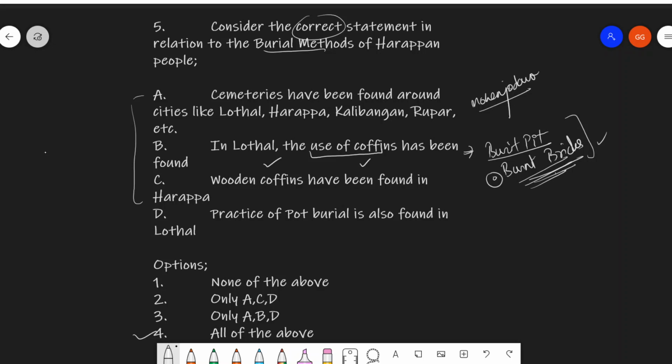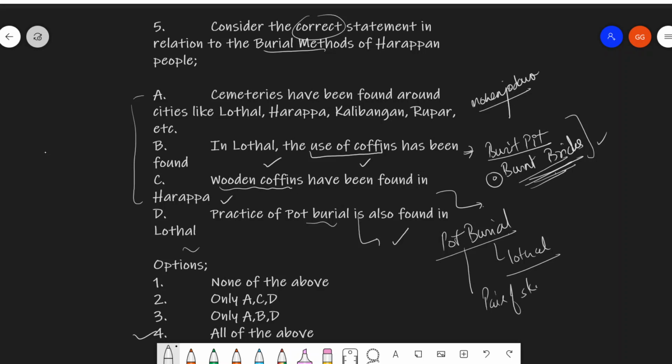Then, wooden coffins have been found in Harappa. This is also correct because wooden coffins were found at Harappa through excavation. So at Harappa, wooden coffins were used. And the last is, the practice of pot burial is also found in Lothal. This is also correct because the practice of pot burial was common amongst the Harappan people. This is found in Lothal, and within this pot burial a pair of skeletons has also been found, suggesting that the Harappan people had pot burial as a burial method.